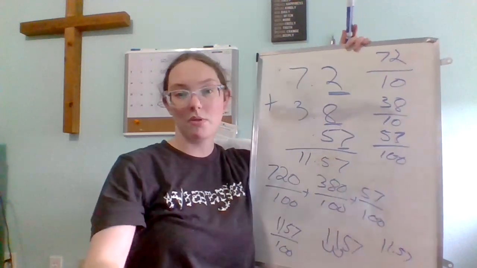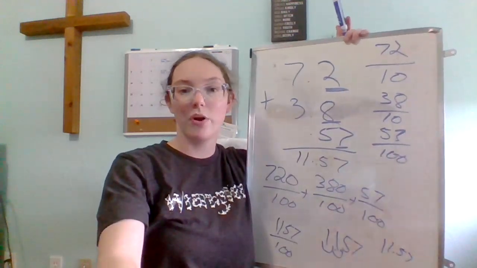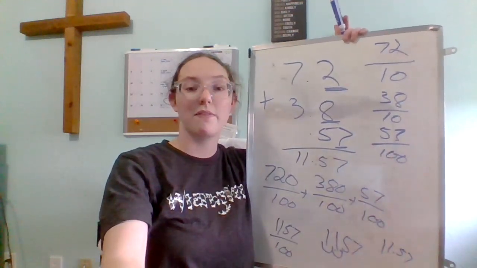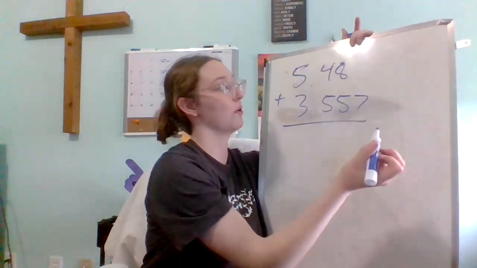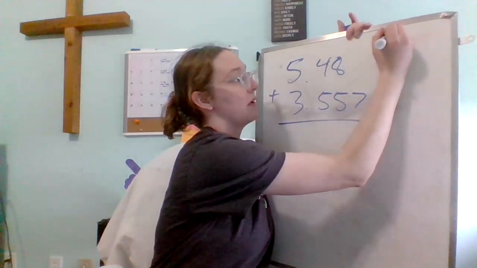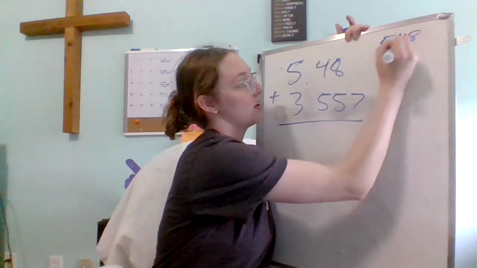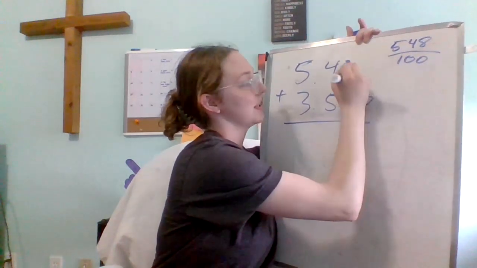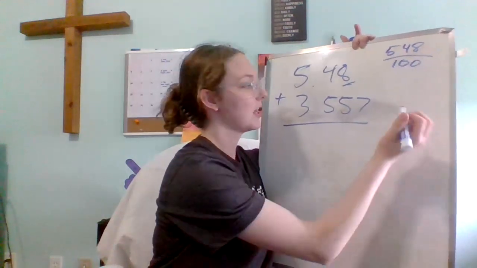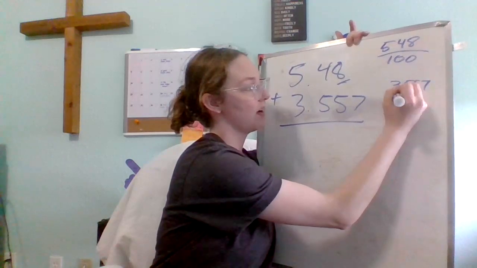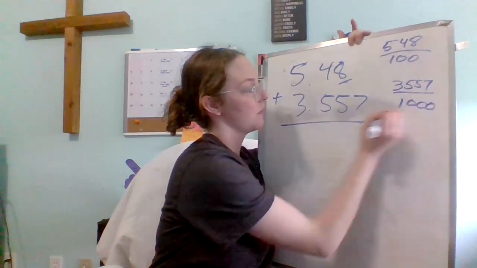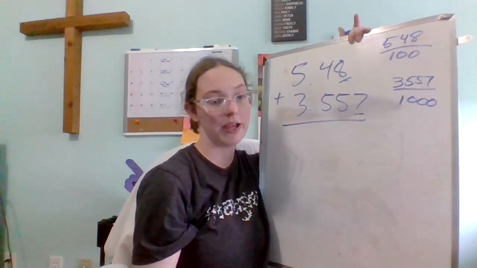For the next problem, we will be adding 5.48 plus 3.557. For this problem, you would again find your fractions, which would be 548 over 100 because the 8 is in the hundredths place. Then for the next one, it would be 3,557 over 1,000 because the 7 is in the thousandths place.